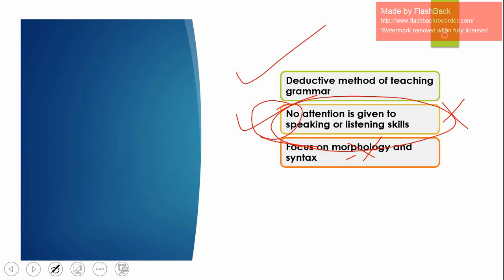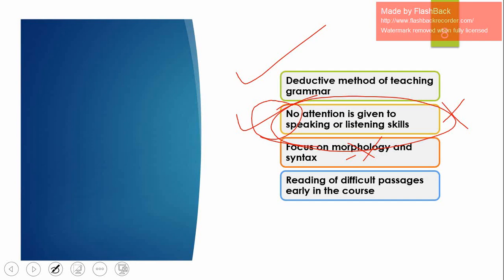Focus on morphology and syntax. A lot of focus was given to morphology. What is morphology? The study of words, how you can make new words. Like, from agreement you make disagreement, from agree you make agreed, by adding suffixes and prefixes, like attain to attainment. So this knowledge is very much focused on in that method, how you can make new words, and syntax, how you can form sentences.